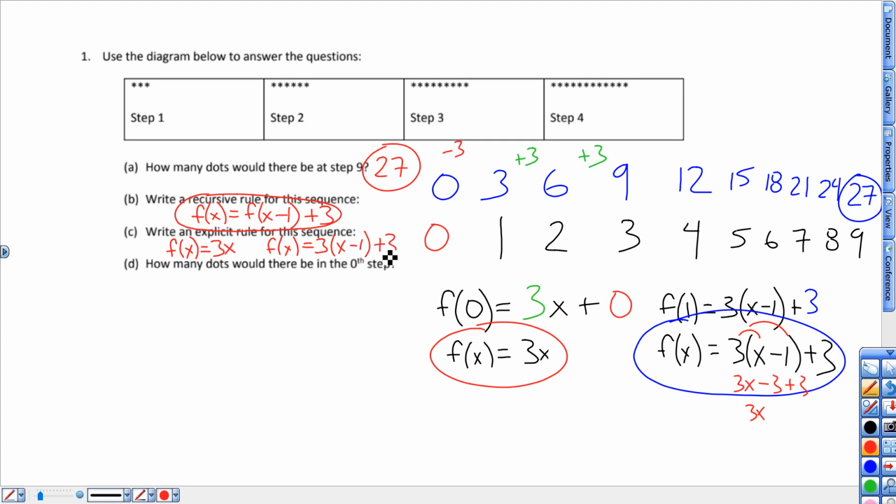And how many dots at the 0 step? I could see 0 dots. 0 dots. All right, so I'd like you to try one.